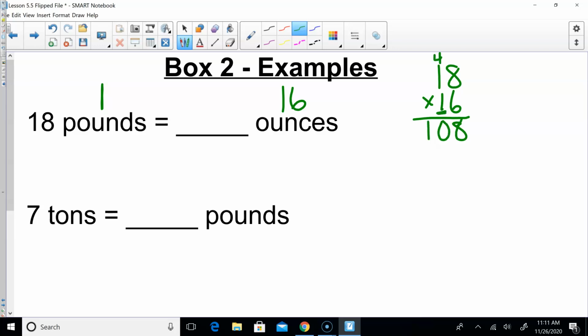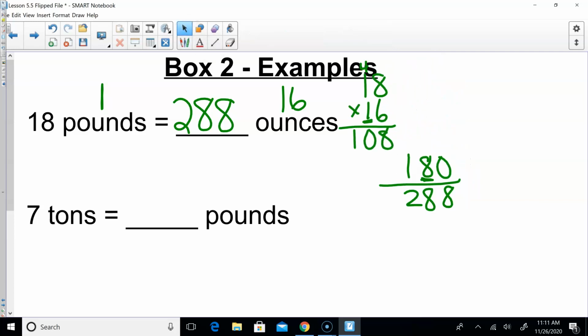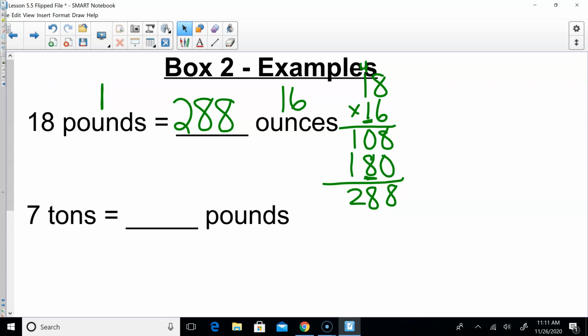Now my next one, my 1 place value is in the tens. I'm going to start with my tens. 1 times 8 is 8. 1 times 1 is 1. Add those up. I can put an 8, an 8, and a 2. So in 18 pounds, there are 288 ounces. So there's that relationship for that one. We'll take that part over. And now we'll solve the next one.